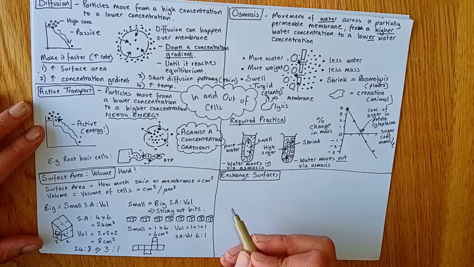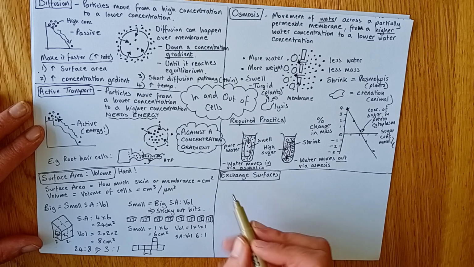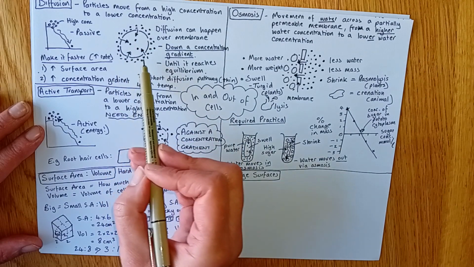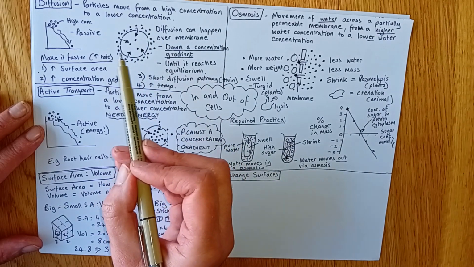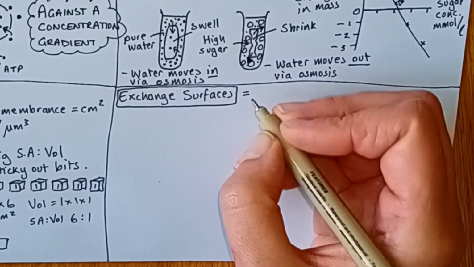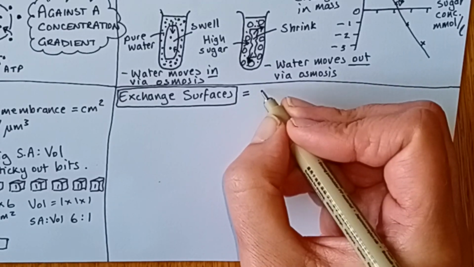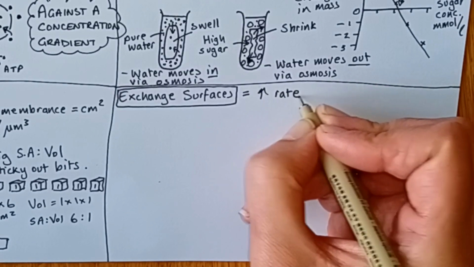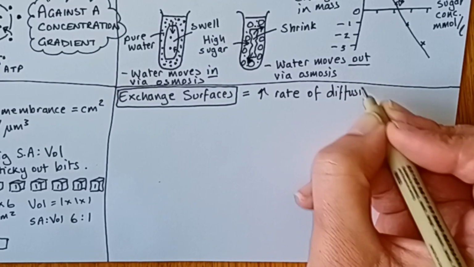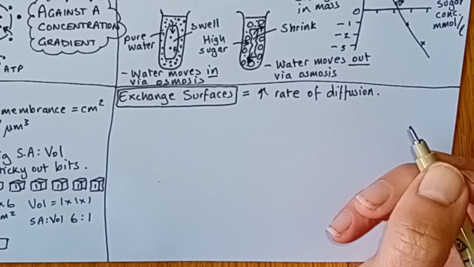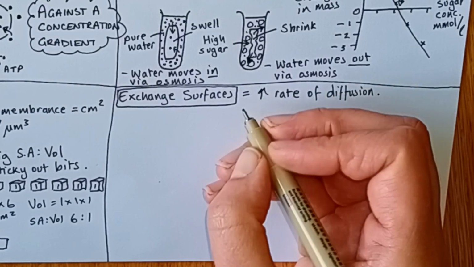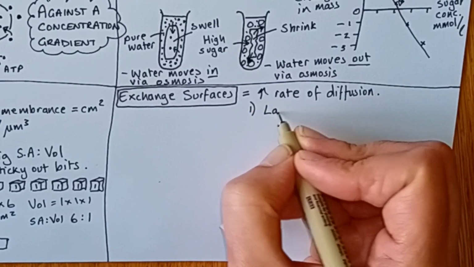On to something a little bit easier then, just to finish off. And we're thinking about exchange surfaces. So how we can increase this rate of diffusion, how we can get more oxygen into cells or more carbon dioxide out. And this means they need to be designed to increase the rate of diffusion. Make diffusion as fast as possible. And so cells or organ systems that do diffusion always, always, always have a large surface area.